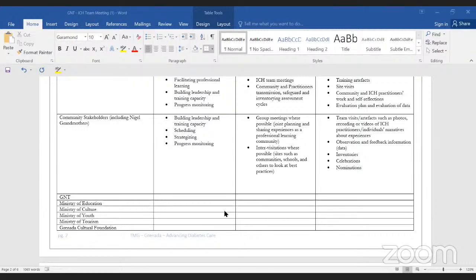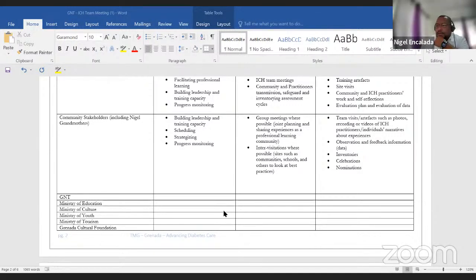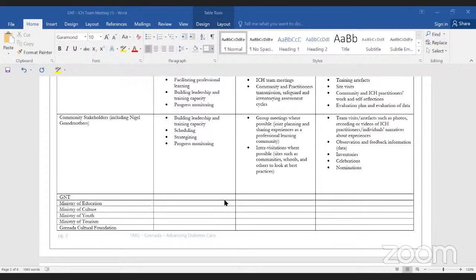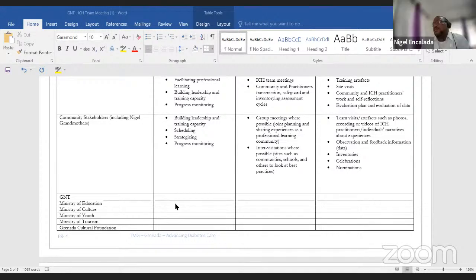Right. I'm not really speaking specifically about the template that is up now. I'm speaking generally. What are the expectations of GNT or of UNESCO in terms of what is produced by July of this year for the training with the teachers? Daryl or Adriana, would you want to address that?